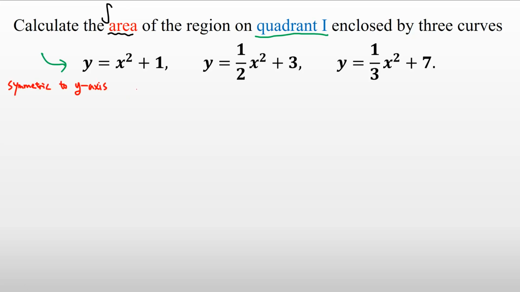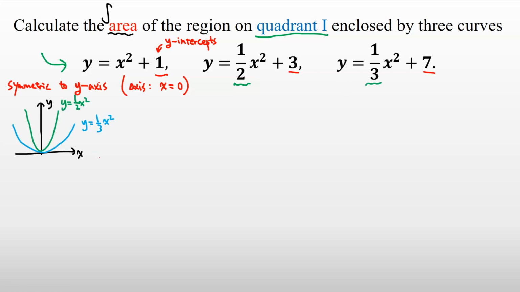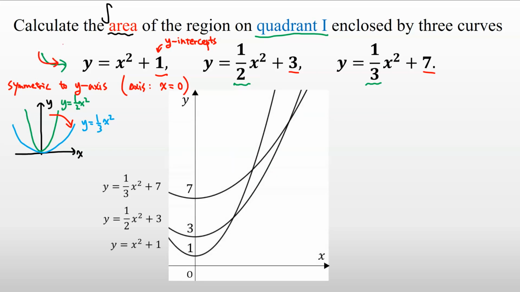Note that all three parabolas are symmetric with respect to the y-axis, which means that their axes of symmetry are all x equals 0. And the y-intercepts of the parabolas are 1, 3, and 7, respectively. One more thing: if the absolute value of the coefficient of x squared becomes smaller, then the parabola increases more slowly, which means that the parabola is more spread out. Based on this knowledge, if we sketch these parabolas, we obtain this graph. As I said, these y-intercepts can be easily found from the equations themselves.